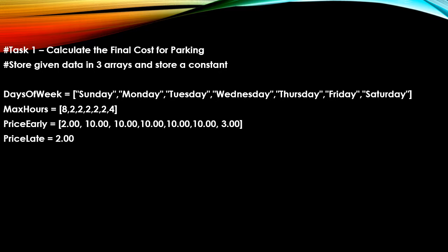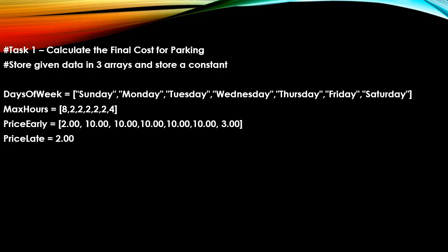The third piece of important information is the price you're going to pay. If you're coming early between 8 a.m. and 15 o'clock, you will be paying per hour, and on Sunday the price is $2 per hour. On Monday, Tuesday, Wednesday, Thursday, Friday it's $10 per hour, and on Saturday it's $3 per hour. If you are arriving after 16 o'clock on any of those days, the price is $2 and you are allowed to park until midnight. So now we've stored all the given data.